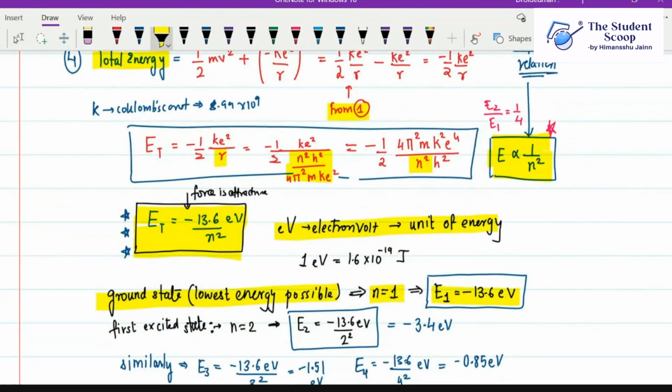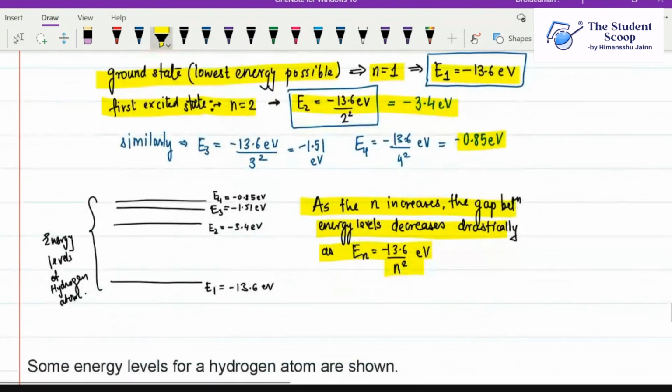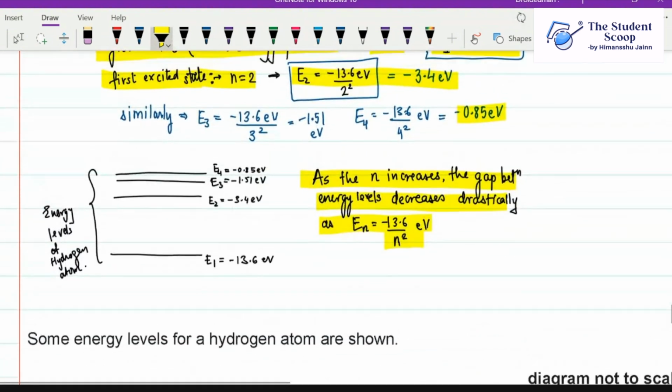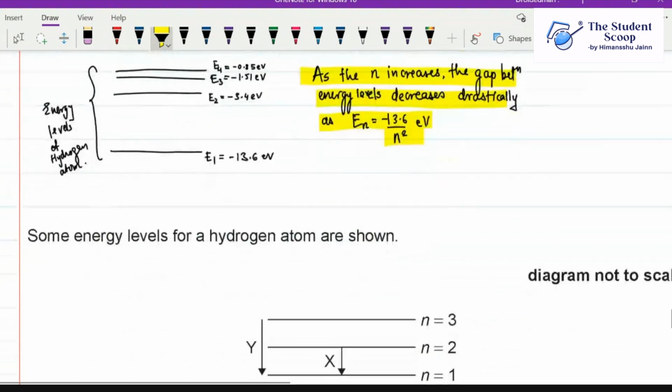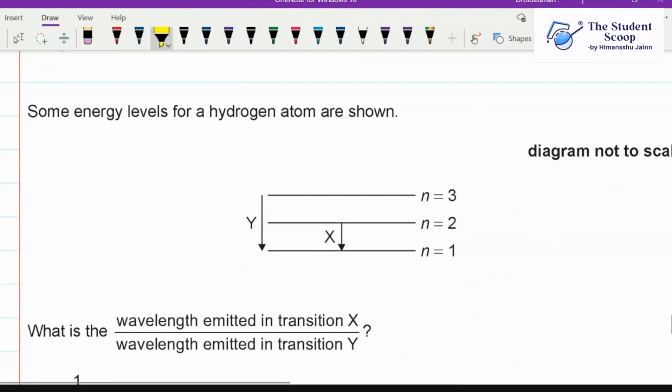Now, the first excited state does not represent n equal to 1, but rather n equal to 2. So when we calculate in a similar way some energy levels, you will find that the distance between two energy levels keeps on decreasing. So as n increases, the gap between the energy levels decreases drastically, as the energy is directly proportional to 1 upon n square. Okay, so those are the energy levels. You can see the decreasing differences in energy. Some energy levels for the hydrogen atom are shown.